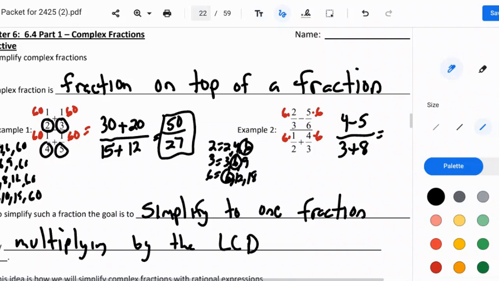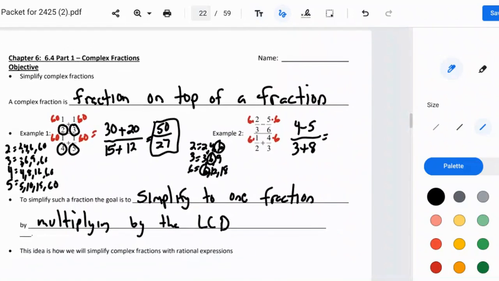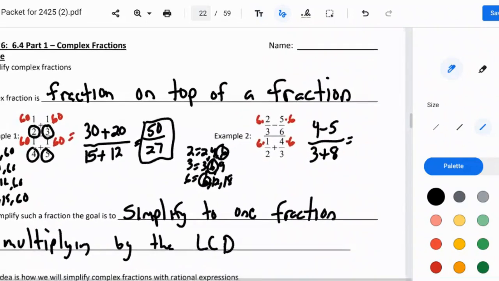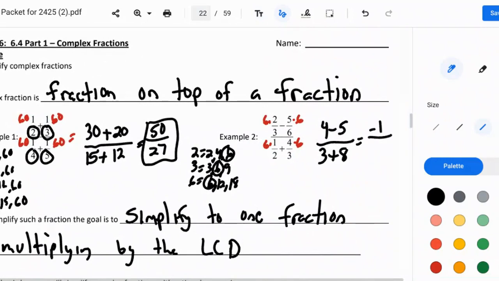I can simplify that down to one single fraction now. 4 minus 5 is negative 1. And then 3 plus 8 is 11. So again, it went from fractions on top of fractions with plus and minus signs all the way down to just a single fraction. So that's the objective today, and that's going to be the steps.